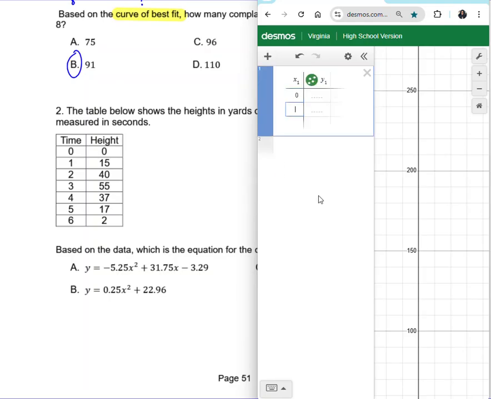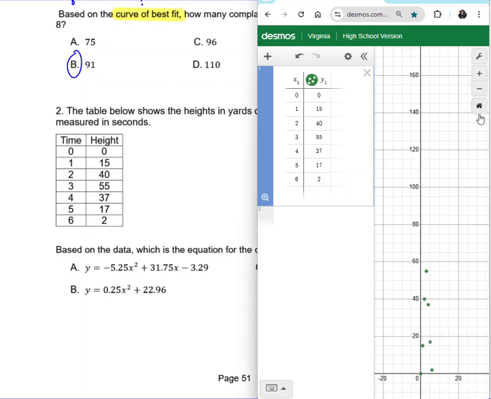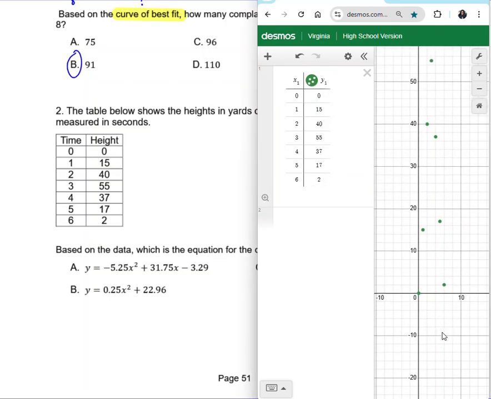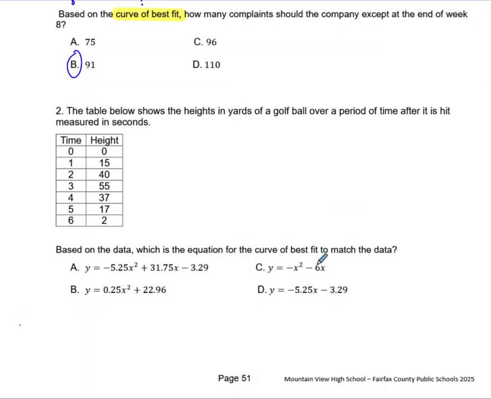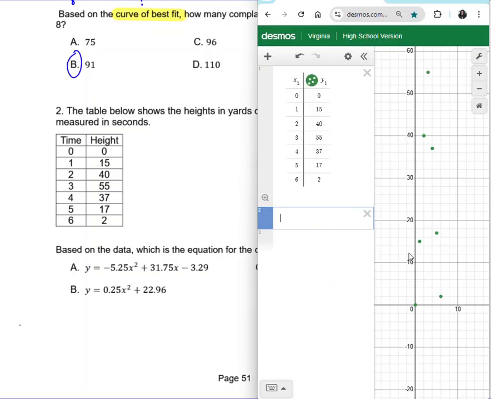So you have 0, 1, 2, 3, and let me pause the video. I don't see the points, so I always start by pressing the plus button and then trying to find it. On this regression, you can see the trend: the points are going up and then coming back down. When you see that type of pattern, you know it's going to be a quadratic regression. Also, if I look at my answer choices, most of them are also quadratic.